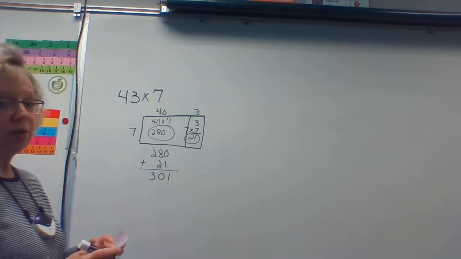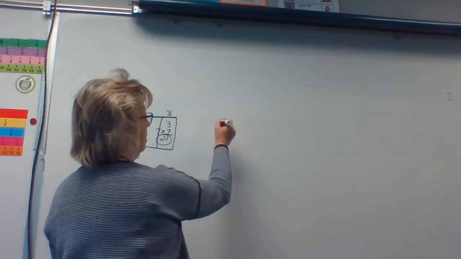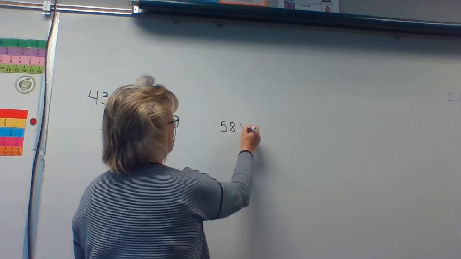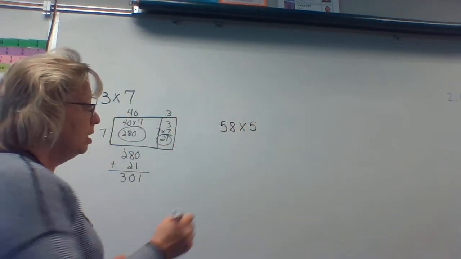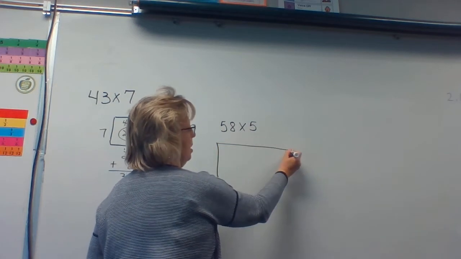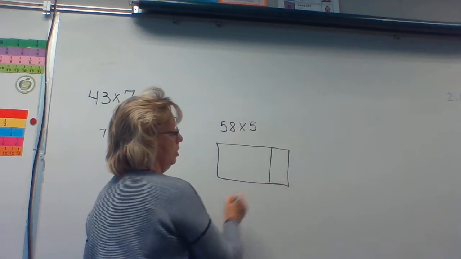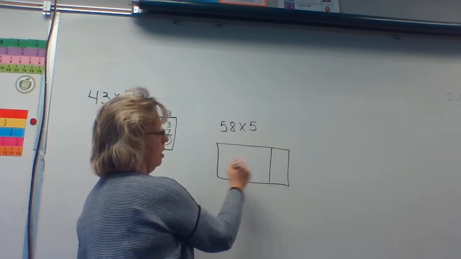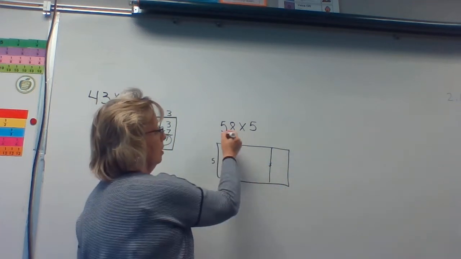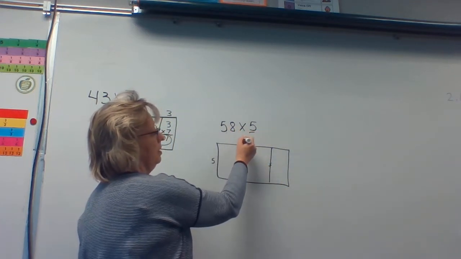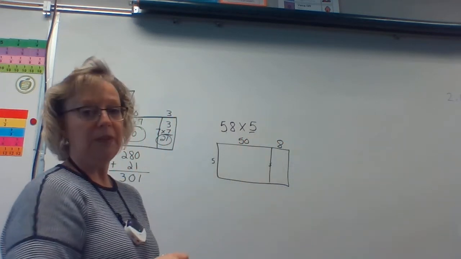So here's another one. Let's scoot it down a little bit. Okay. Let's try 58 times 5. Draw our area model. We're going to make a division. This line and this line both represent times 5. 50 and 8 is my expanded form, how I'd break apart 58.